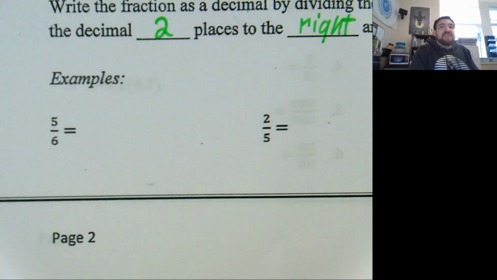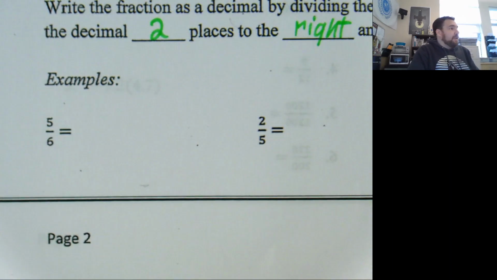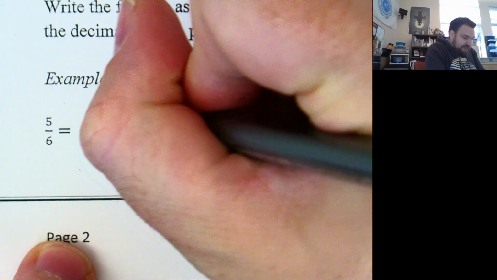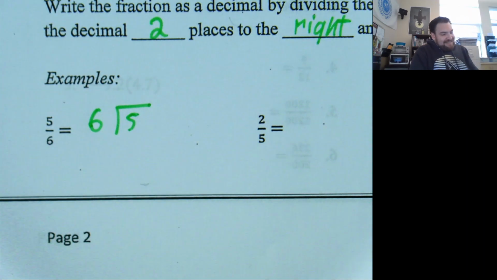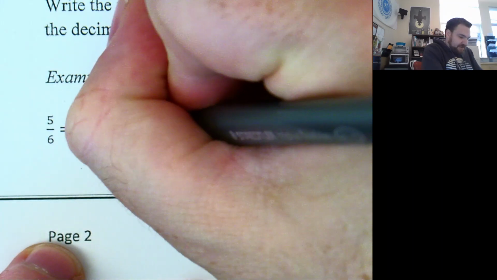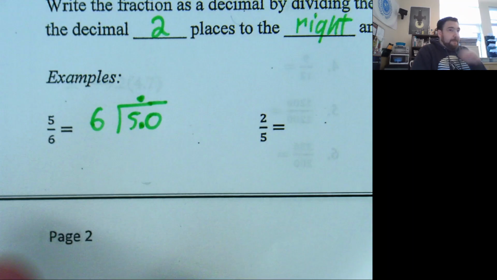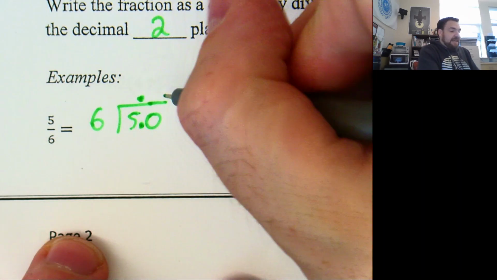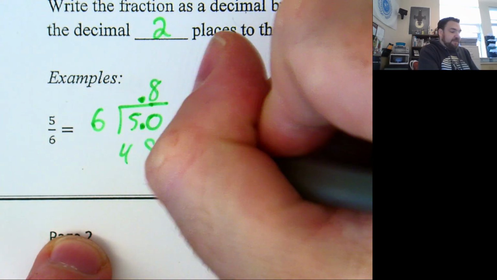If I'm doing 5/6, sixths aren't one of the ones that I told you to know. So now we're going to long divide this thing. 5 goes on the inside, 6 goes on the outside. 6 does not go into a 5, so we're going to put a decimal, add a 0. 6 goes into 50 how many times? It goes in 8 times because 6 times 8 is 48. Good.